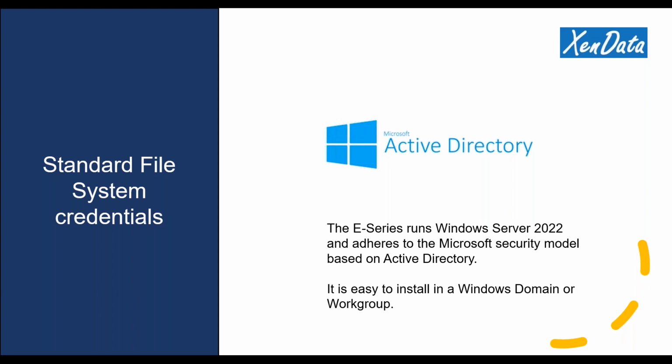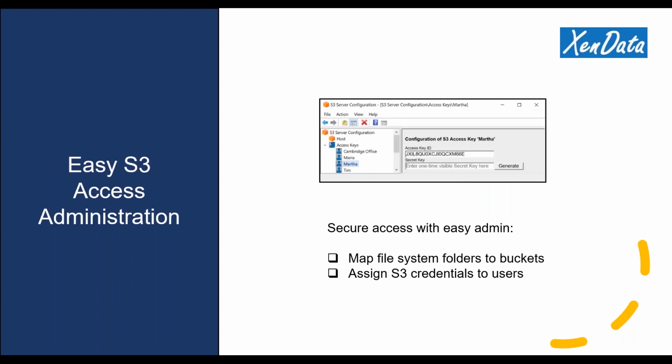The E-Series appliance runs a Windows Server operating system, as I mentioned, and it adheres to the Microsoft security model based on Active Directory. So this means that if you have an existing domain, it's really easy to add the E-Series appliance to it. And you've already got your security for your internal people set up. Similarly, it could be added to a work group as well. When accessing from S3, the access credentials make for a very secure system that's easy to administer.